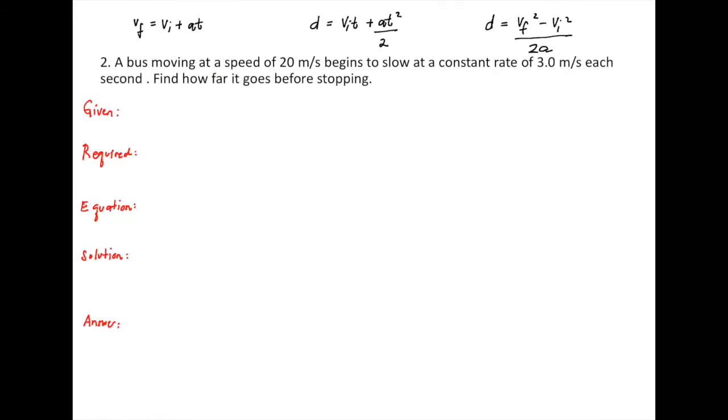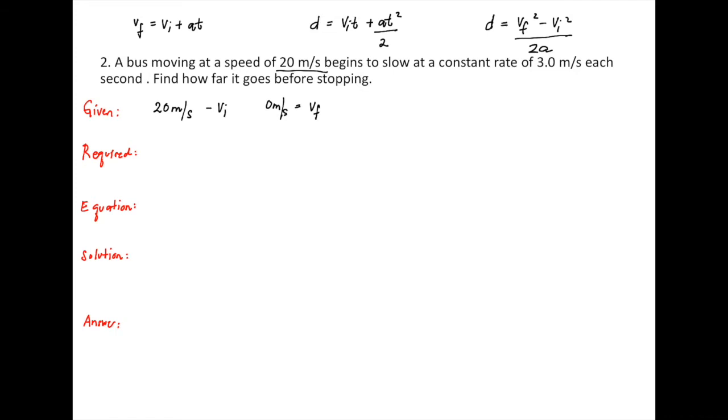A bus moving at a speed of 20 meters per second begins to slow at a constant rate of 3 meters per second each second. Find how far it goes before stopping. This time, let's try to identify the given, which is 20 meters per second, and this 20 meters per second will represent the initial velocity, and the final velocity would be 0 meters per second.